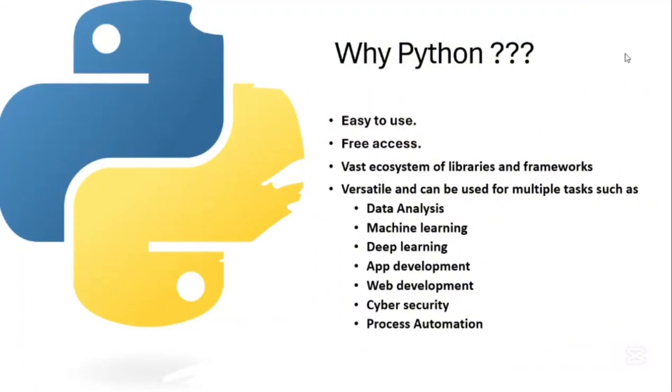First of all, why Python? We use Python because it is easy to use and free. It comes with a wide range of powerful libraries, making it incredibly efficient for various tasks. Why do we use libraries? Libraries make Python even more versatile, enabling us to make and handle tasks like data analysis, machine learning, deep learning, and other tasks including app development, web development, cyber security, and process automation.